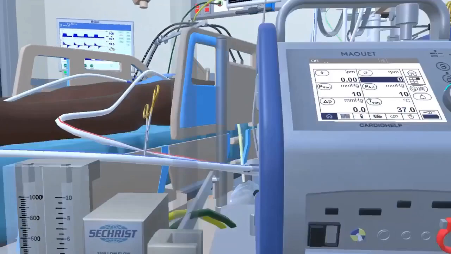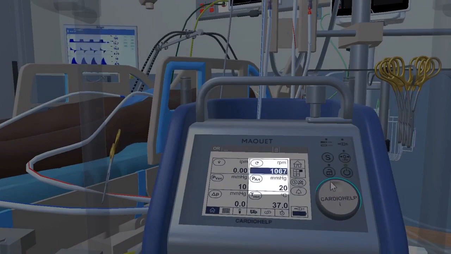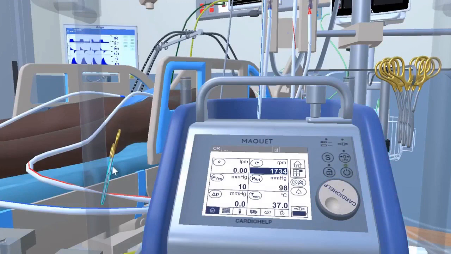Let's approach the CardioHelp pump panel. Notice the clamp on the delivery line. Time to increase RPM in order to produce enough pressure for forward flow once the clamp is removed. Pressure is building up, so it's time to remove the clamp.